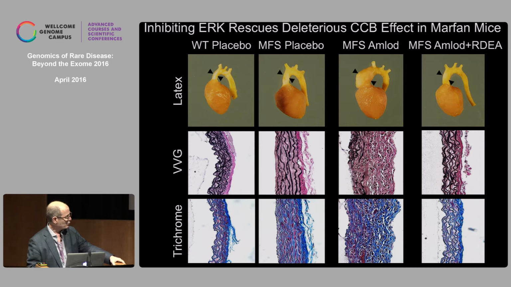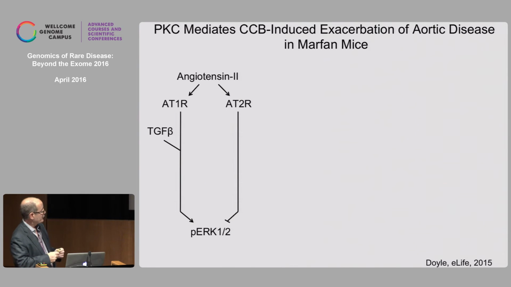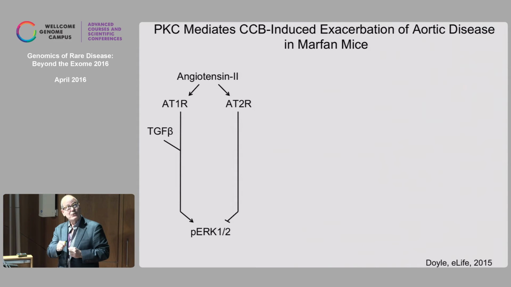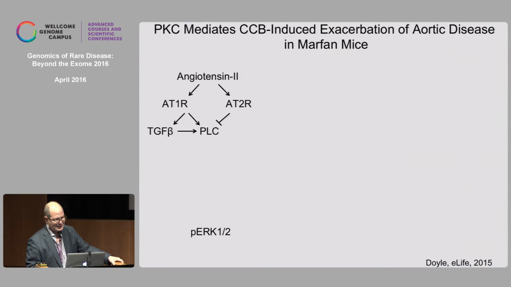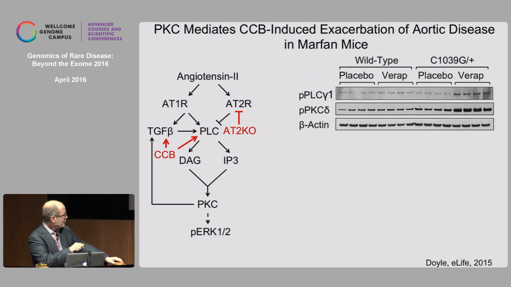Now, we had a problem. Again, if you went to the literature, you could find tenuous associations between angiotensin II signaling, TGF-beta activity, and ERK activation, but the question was, where do calcium channel blockers fit into this scheme? If we looked more closely at the literature, we found that both TGF-beta and AT1 signaling have the ability to activate phospholipase C that then through an IP3 PKC axis culminate in ERK activation.